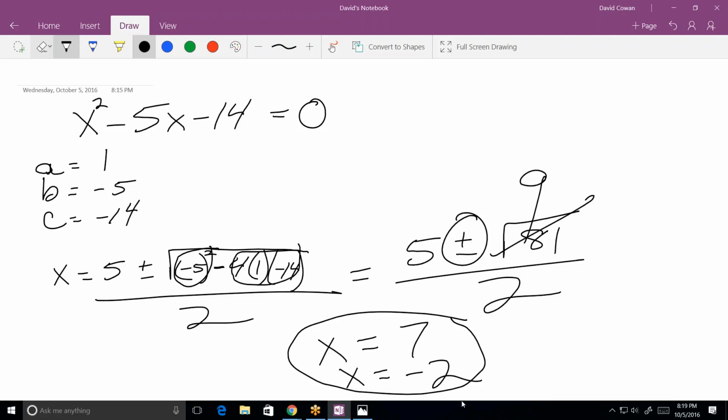And notice that we didn't have to use the quadratic formula here.